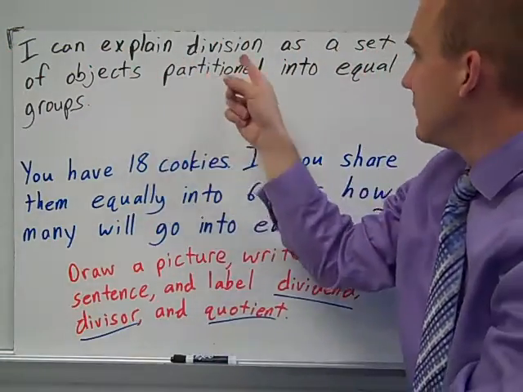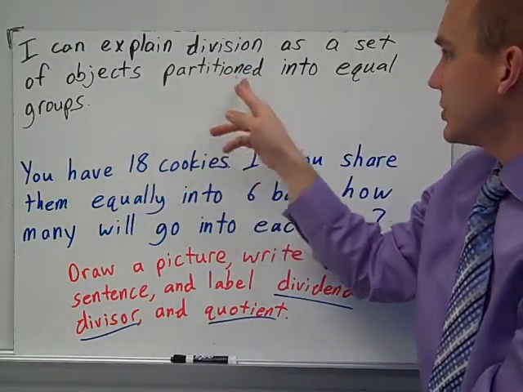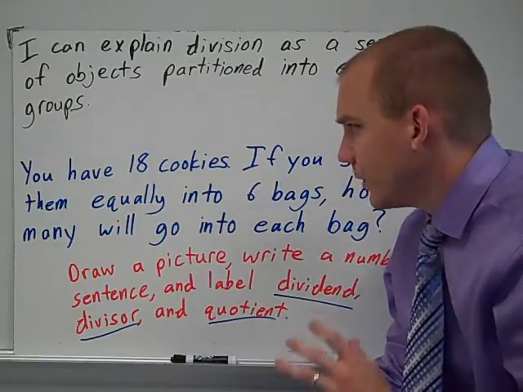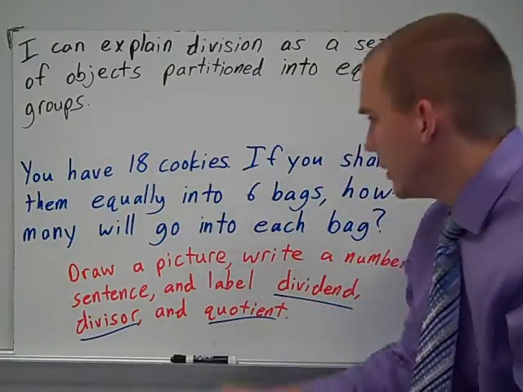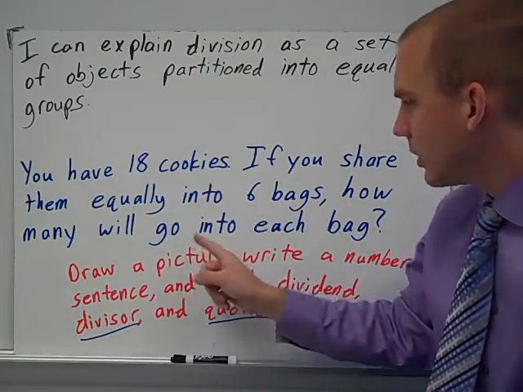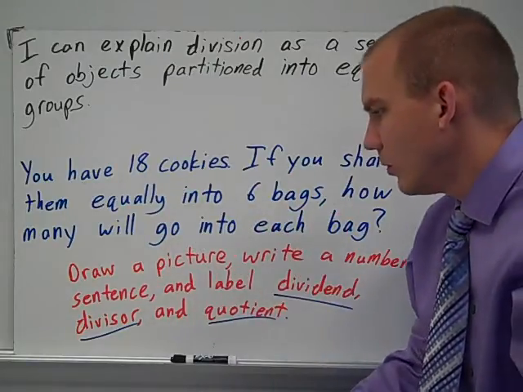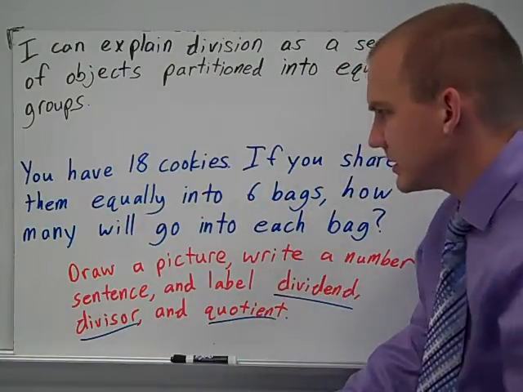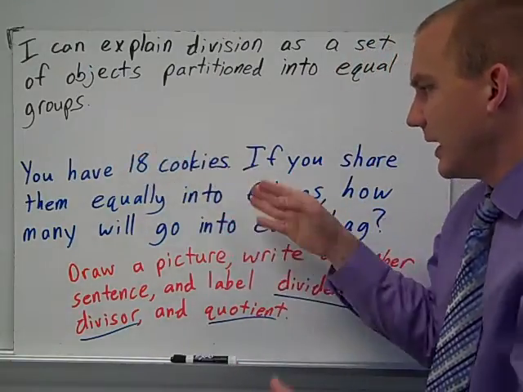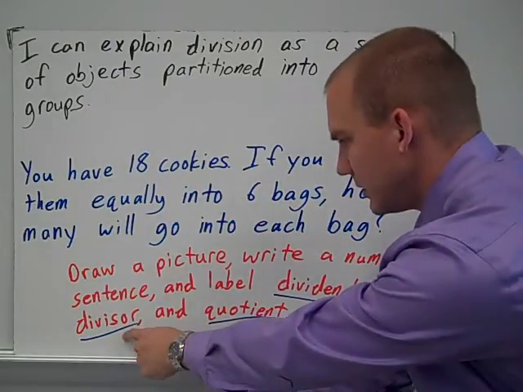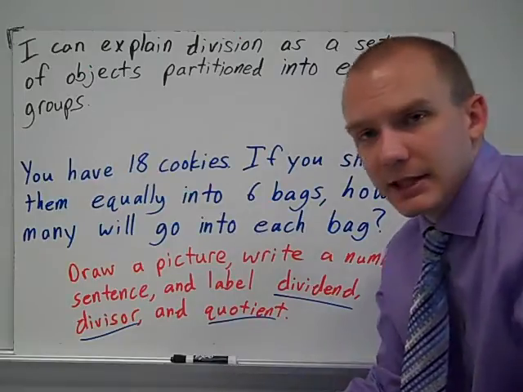I can explain division as a set of objects partitioned into equal groups. Here's your problem. You have 18 cookies. If you share them equally into 6 bags, how many will go into each bag? What I want you to do is to draw a picture just like we did. Write a number sentence, so it'll be like 18 divided by 6 equals what? And label your dividend, divisor, and quotient in that number sentence.